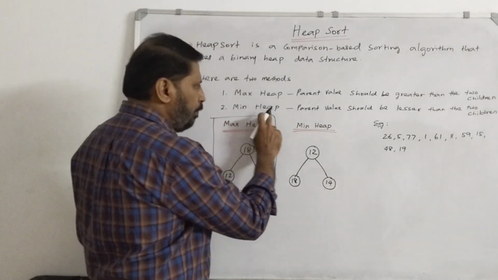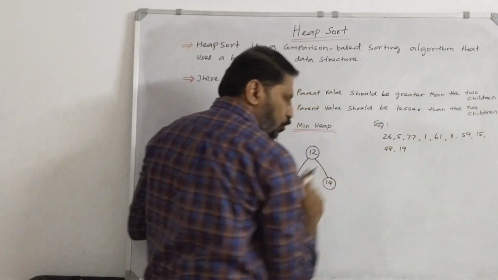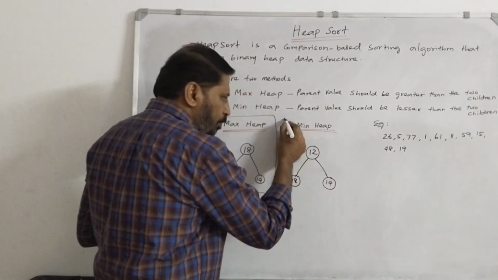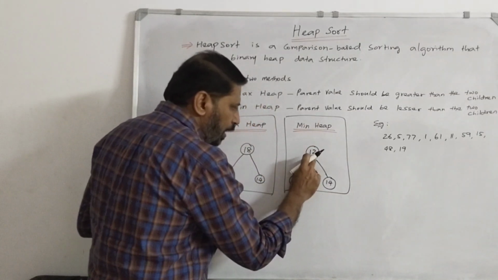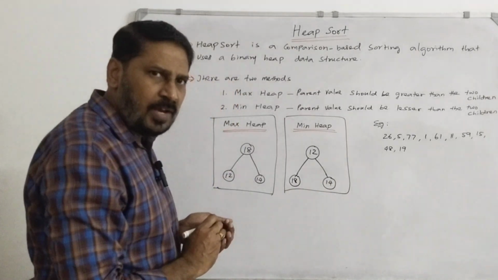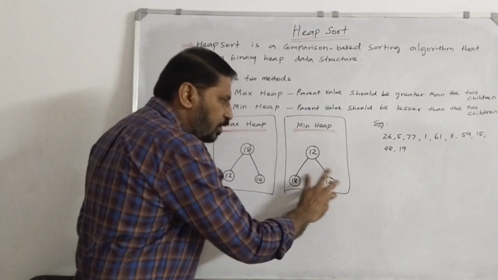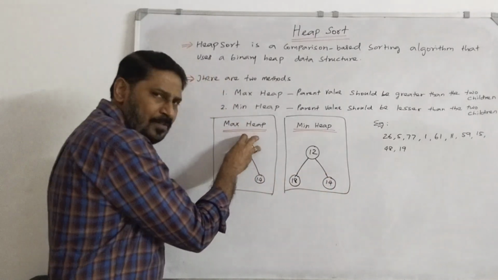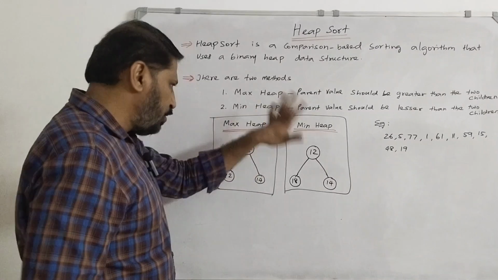What is min-heap? Min-heap is nothing but the parent value should be lesser than the two children. So in the min-heap, just see the values: 12 is the parent value, and 18 and 14 are the children values. The parent value must be the minimum value compared to the two children, whereas in max-heap, the parent value must be greater than the two children. So this is the idea.